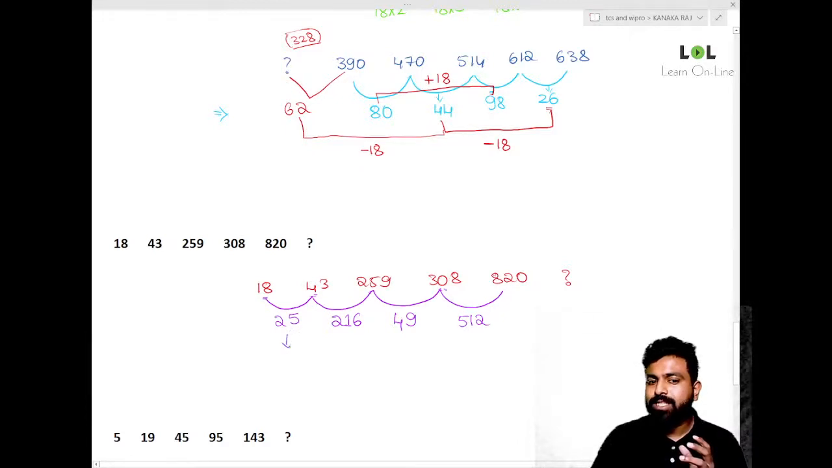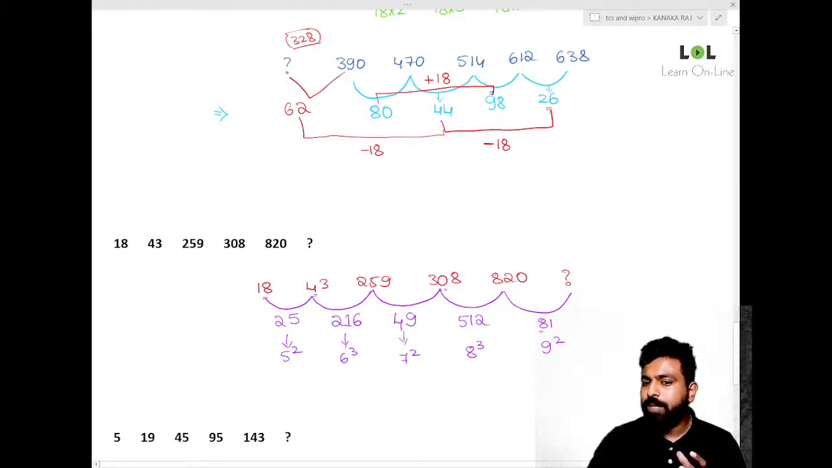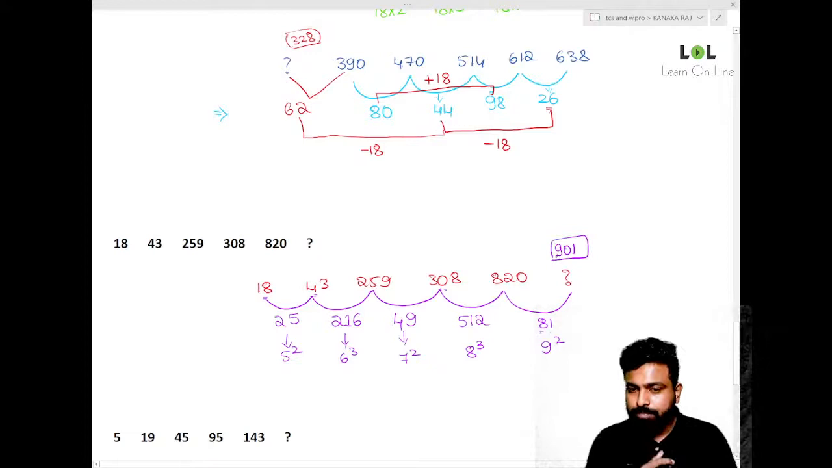If you observe this, this is nothing but your 5 square. 216 is 6 cube. 49, 7 square. 512 is 8 cube. So what should this be? This should be 9 square. 820 plus 9 square. 9 square is 81. 820 plus 80, 900, plus 1 gives you 901. So that will be your final answer.